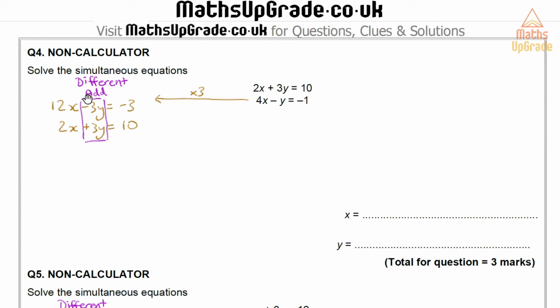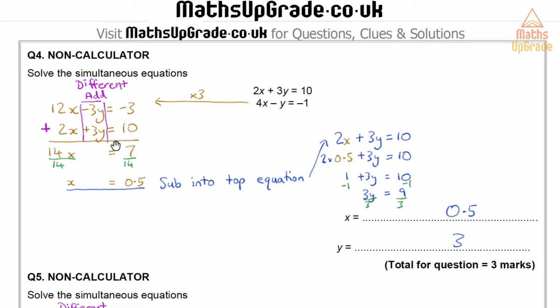So the coefficients aren't the same, they've got different signs. If they've got different signs, I need to add to eliminate the y. So when I add, I'll get 14x equals 7. And then if I divide by 14 on both sides, that gives me x equals 0.5. I just need to substitute that into the top equation here.